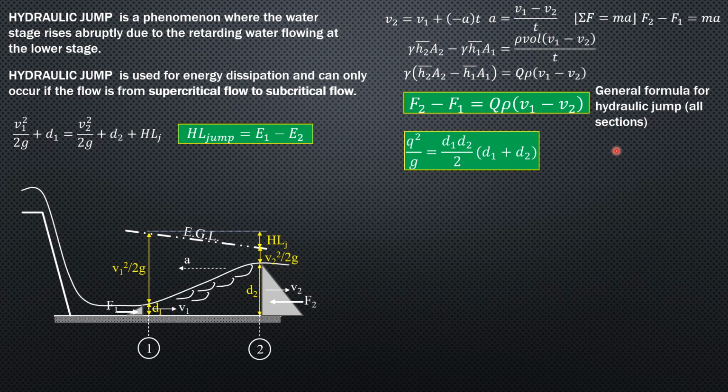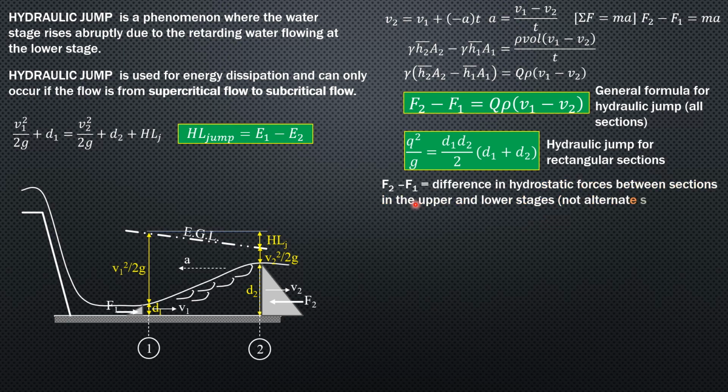Now, if the section is rectangular, then this is the formula that we're going to derive: small q squared over g, where q is the unit discharge per unit width of channel, applicable for rectangular sections and for very wide channels, equals depth 1 times depth 2 over 2 times the quantity depth 1 plus depth 2. But that is only applicable for rectangular sections. So F2 minus F1 is the difference in hydrostatic forces between sections in the upper and lower stages of the jump. But I want to emphasize that these are not alternate stages because of the head loss. Because of the head loss in the jump, these depths are not alternate or conjugate depths.